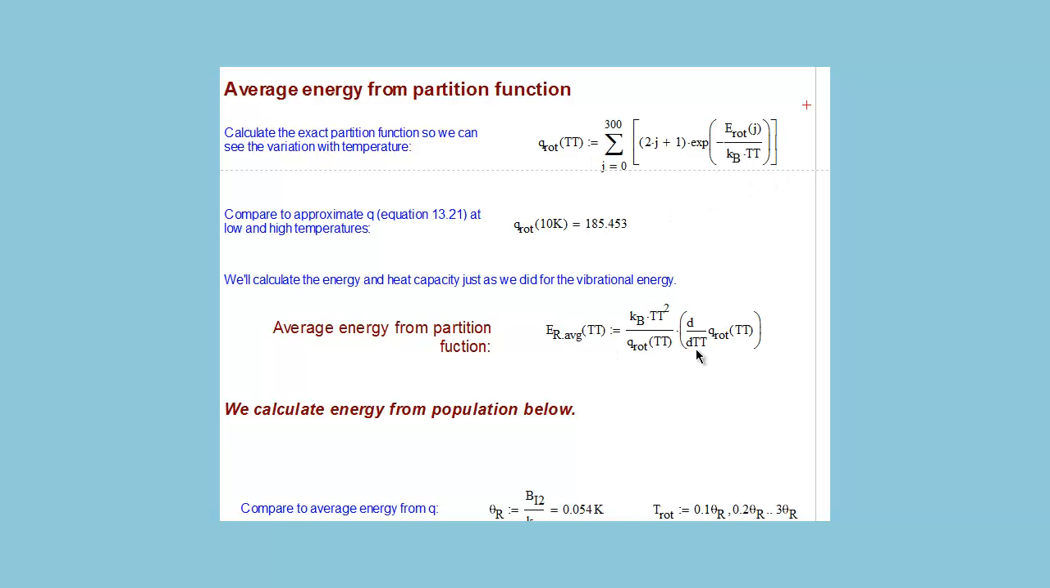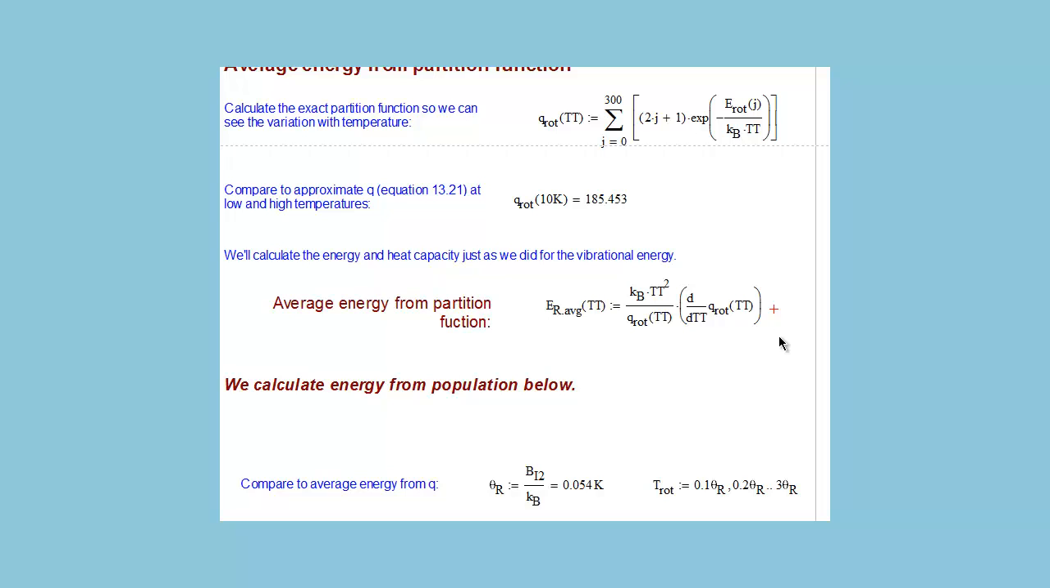And using the partition function, we can go back and calculate our energy as we did before, kT squared over Q, times the change in Q with respect to temperature. So we have our average energy. This is the average energy for the molecule. And remember that we'll have to multiply it by Avogadro's constant if we want energy per mole.